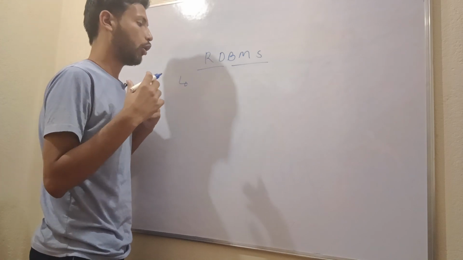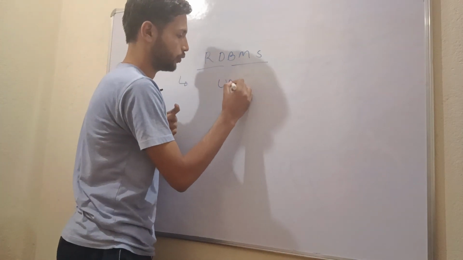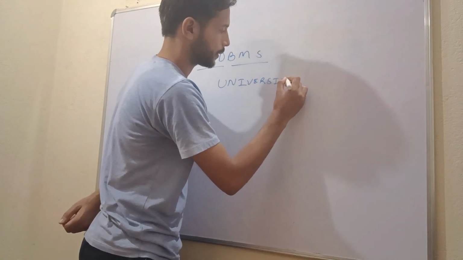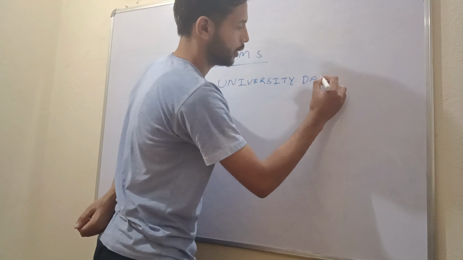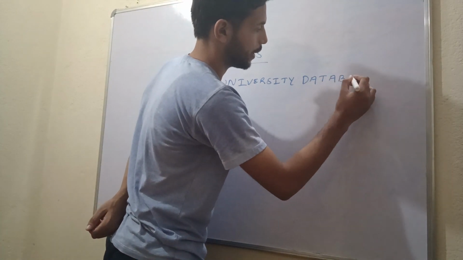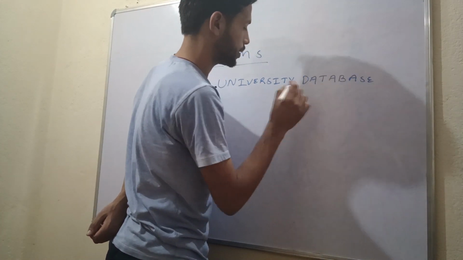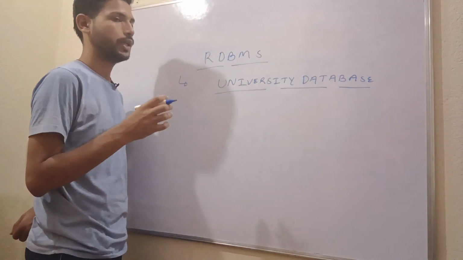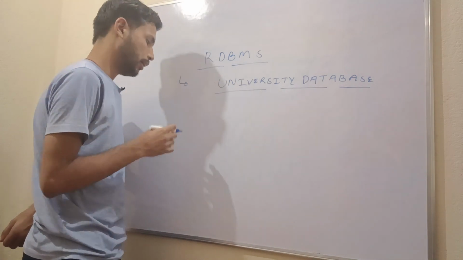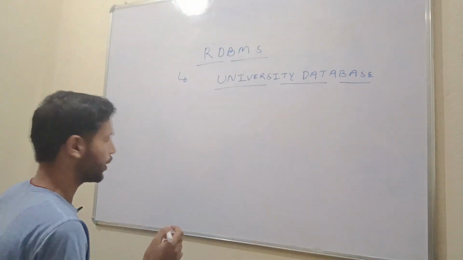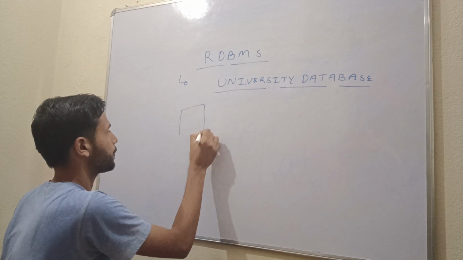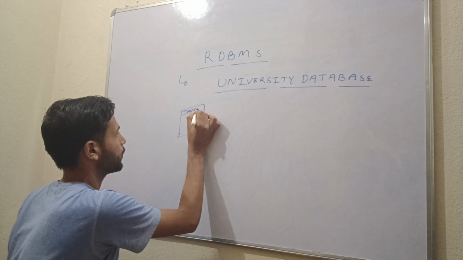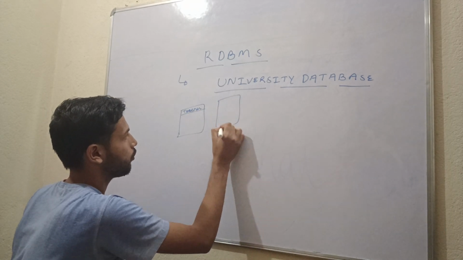Suppose you have to store data of a university. So we name it university database. When you say database, it means it has all the information about the university, all the important and relevant information we need to have for a university. For that we need to make tables. So it will have a table of teachers, or we can say faculty. It will have a table of students.